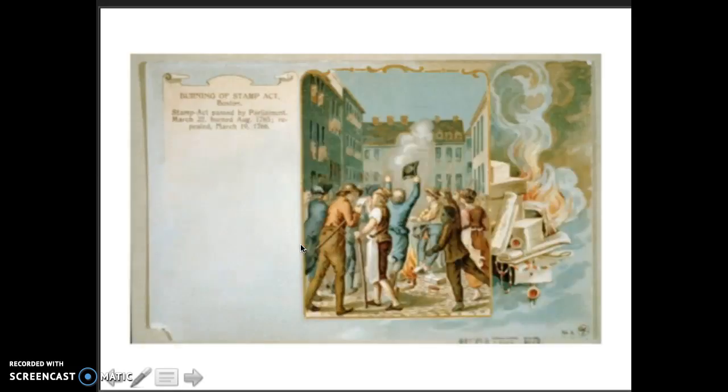And the colonists responded by rebelling against it here. And this is in Boston. They have a bonfire going on here, and that bonfire is full of documents that were supposed to have the stamp. The colonists are showing that they are now rebelling against the British Empire.